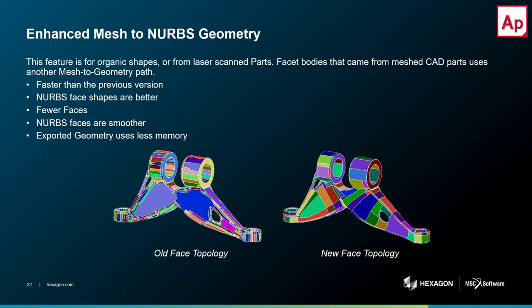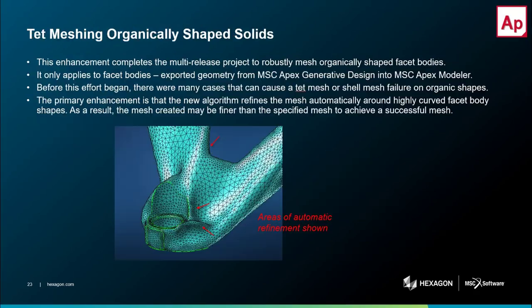Next up is an enhancement that we made for our generative design workflows. When exporting optimized geometry out of Apex Generative Design, the underlying algorithms exported the geometry in a less than stellar set of surfaces, which took longer than needed. This new face topology is more straightforward, and it's faster than the previous version, with higher quality.